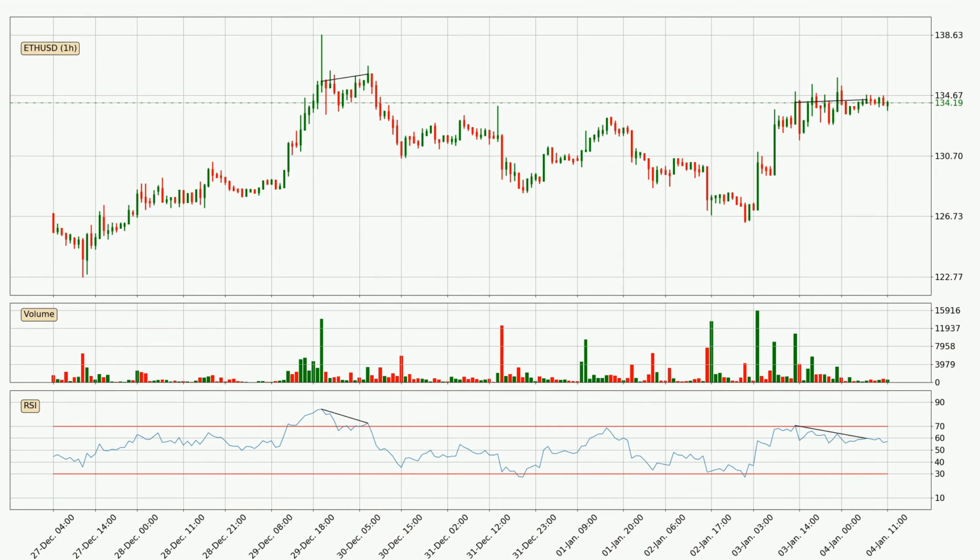Jumping to the divergences, bearish, or negative divergence, and bullish, or positive divergence, are the two types of divergences. When the price is making a higher high, while at the same time the indicator is making a lower high, it's called a bearish divergence. This is an indicator that the buyers are exhausted and that you can expect a change in the trend. The same logic applies to the bullish divergence, where the price makes a lower low, but the indicator is making a higher low, signifying that the sellers are exhausted.